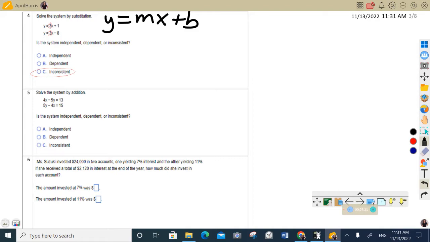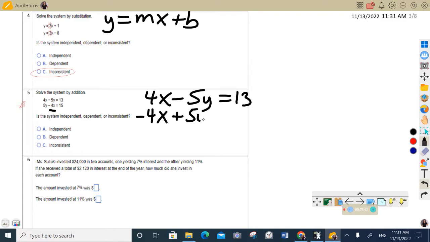Question 5 says solve the system by addition. Now I want you to be cautious right here. They're almost in standard form. The first equation is 4x minus 5y equals 13. That is in standard form. But the second equation, notice that they have the x second. So I'm going to rewrite that with negative 4x first and plus 5y second.